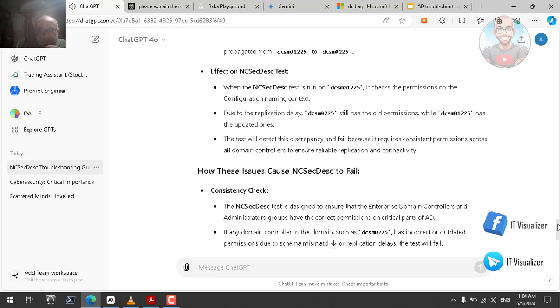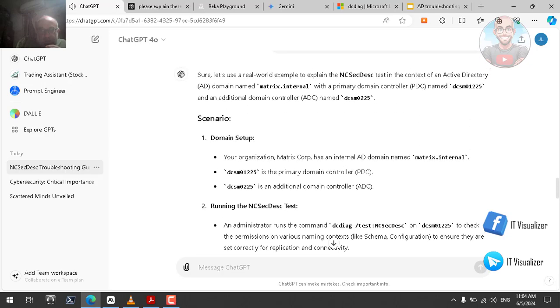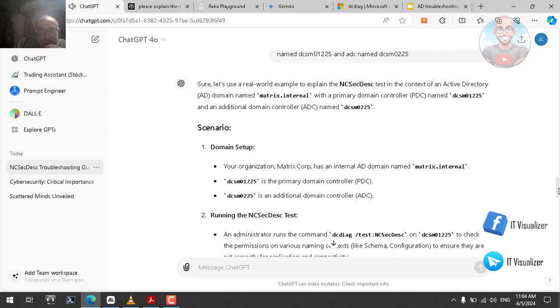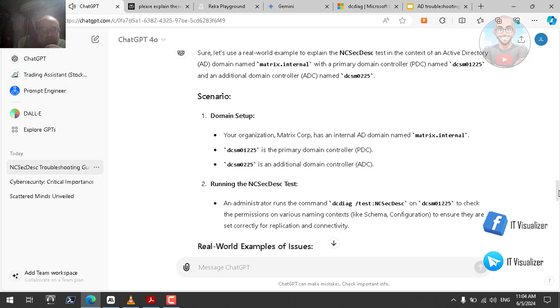Sure, let's use a real-world example to explain the NC-SecDesc test in the context of an Active Directory domain named matrix.internal with a primary domain controller, PDC, named DCSM0125, and an additional domain controller, ADC, named DCSM0225. Scenario 1. Domain setup. Your organization, Matrix Corp, has an internal AD domain named matrix.internal. DCSM0125 is the primary domain controller, PDC. DCSM0225 is an additional domain controller, ADC.